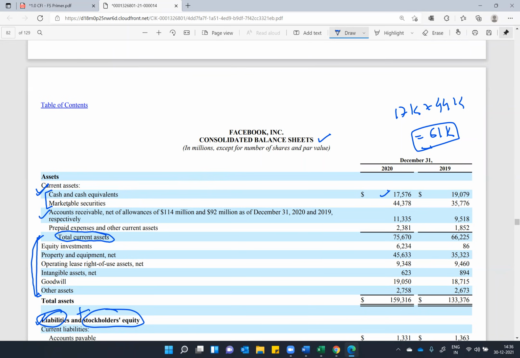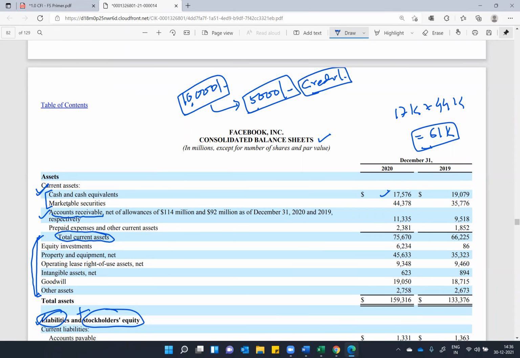Next is account receivable. So what are account receivable? It is a credit sale that you have done in your business. Suppose you have done a total sale of 10,000, out of which you have done 5,000 of sales on credit basis. Means you have given the material or the product to your customer, but you haven't taken the money or the cash.